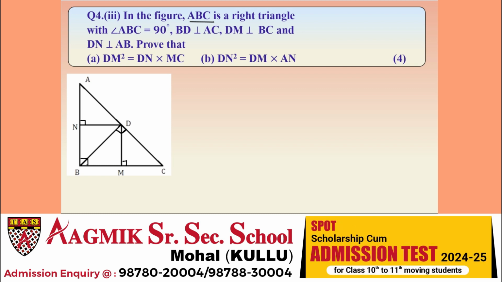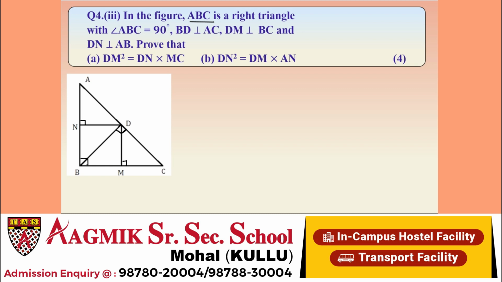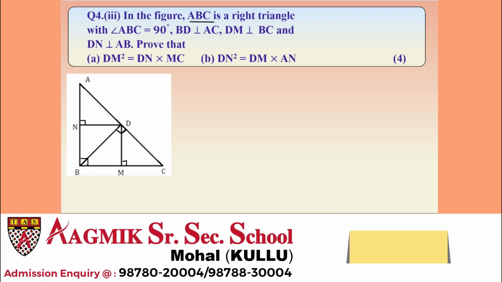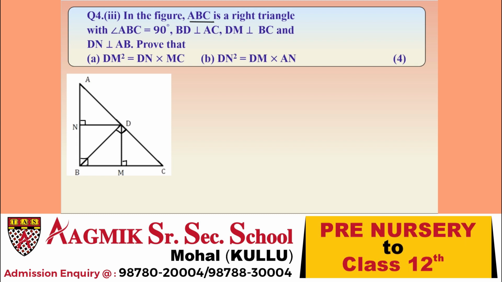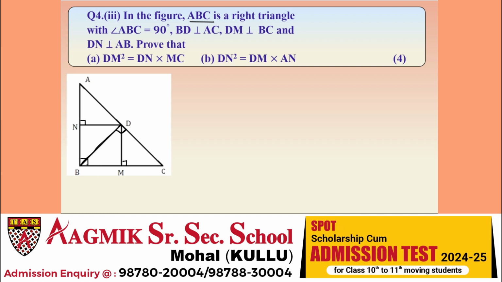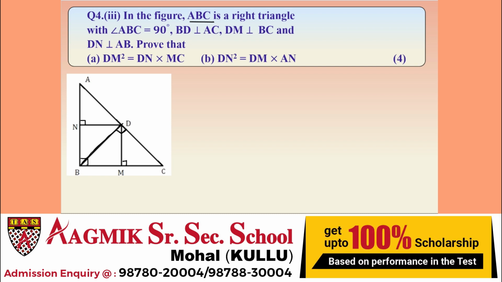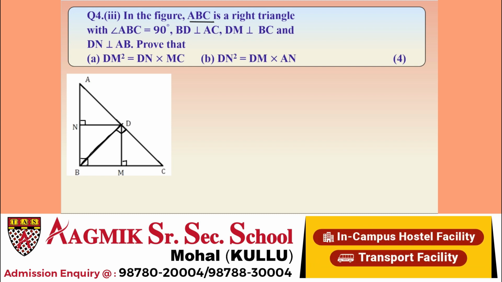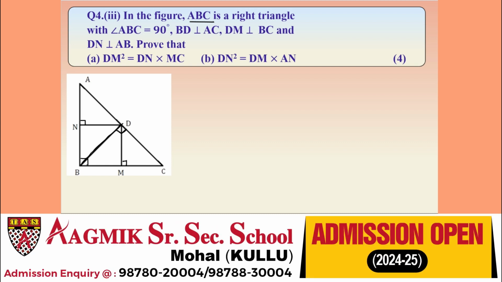Now for proving this result, what we are going to use is that if a perpendicular is drawn from the vertex of a right angle triangle to the hypotenuse, then the triangles on each side of the perpendicular are similar to the whole triangle and to each other, right? So BD is the perpendicular drawn from the vertex of a right triangle on the hypotenuse. So it means that the two triangles formed on each side, which are ABD and BCD, will be similar to each other and to the whole triangle ABC.